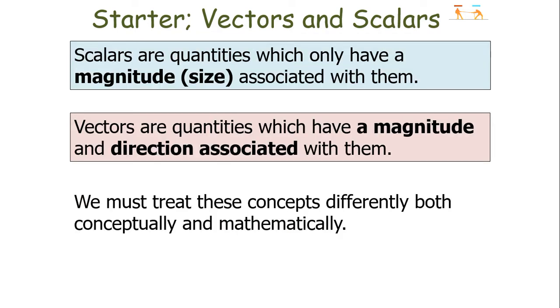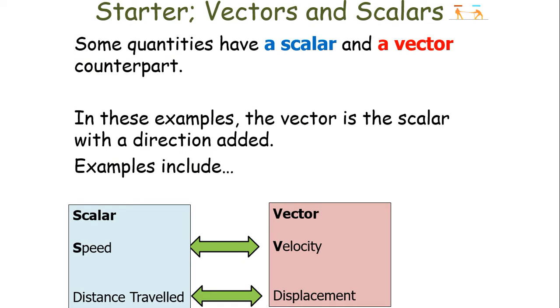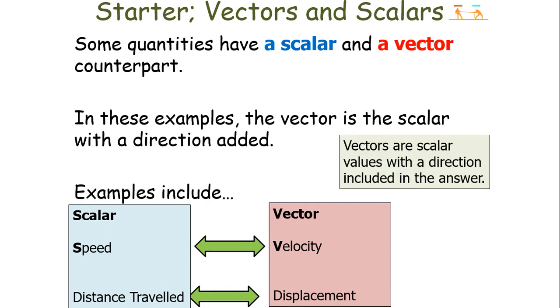Now all these quantities have a magnitude and a direction they specifically act in. So to clarify, scalars are quantities which only have a magnitude associated with them. Vectors are quantities which have a magnitude and a direction associated with them. But we've got to treat these concepts differently, both conceptually and mathematically. Some quantities have a scalar and a vector counterpart. In these examples, the vector is the scalar with the direction added. So for example, speed is the scalar, velocity is the vector. For example, distance travelled is the scalar, displacement is the vector. In these instances, the vectors are the scalar values with the direction included in the answer.